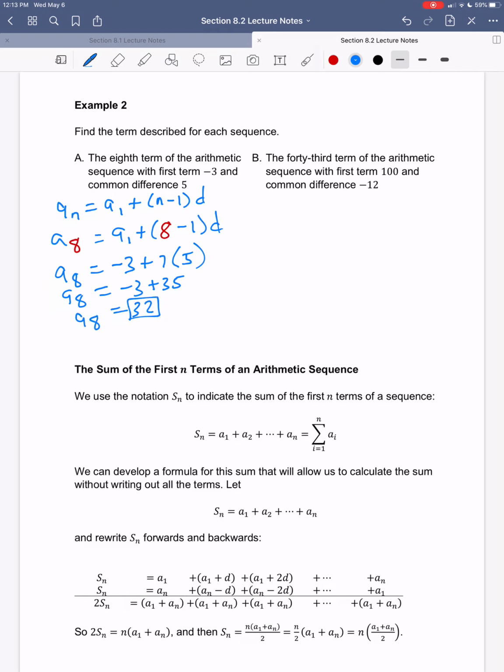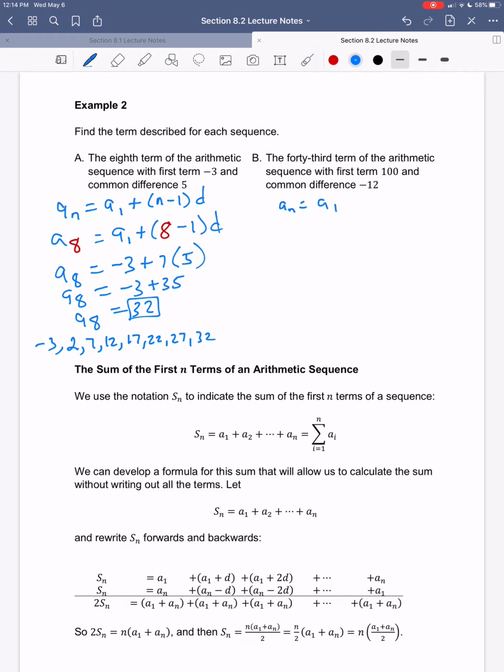On this one, if I wanted to check it, I could. My first term is negative 3, and then I just add 5. Negative 3 plus 5 is 2. 2 plus 5 is 7. 7 plus 5 is 12. 17, 22, 27, 32. So I could write out all 8 terms here, just adding 5 every time, and I see that that 32 that I predicted is the 8th term. Now, although that would have worked here in part A, I don't think we'd want to do it in part B. We want the 43rd term, okay?